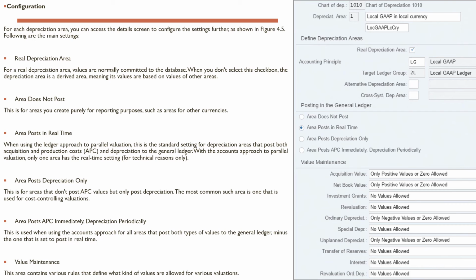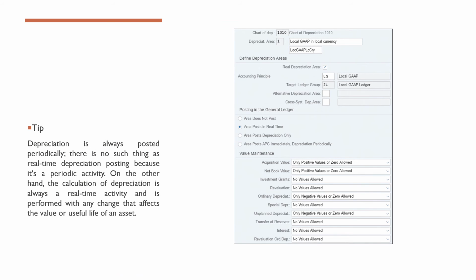And then you've got areas that post APC immediately and depreciation periodically. This is used when using the accounts approach for all areas that post both types of values to the general ledger, minus the one that is set to post in real time. And then you've got value maintenance. These contain various rules that define what kind of values are allowed for various valuations. Okay, so here's a quick look at it again.